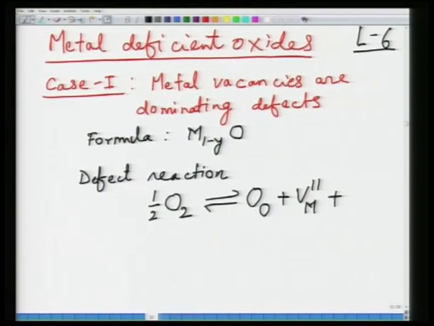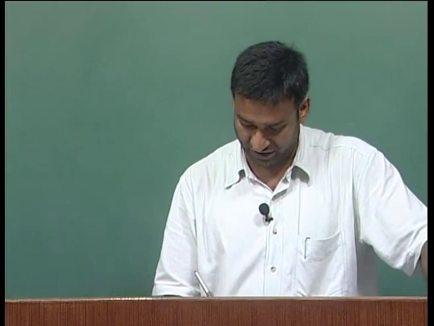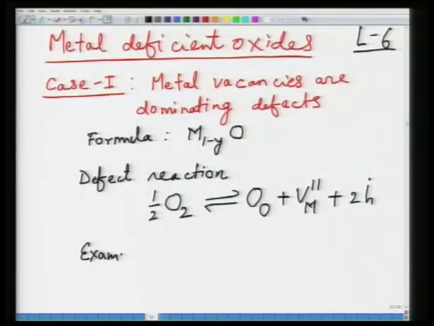Now, this can be complemented, for example, by formation of two holes. So, this is your electronic compensation. Basically you have creation of holes, and as a result, just like in the previous case, this forms a p-type conductor. Examples of materials which show this characteristic would be NiO, FeO, CoO, etc. Most of these transition metal oxides show this characteristic. Now, this is electronic compensation, right.